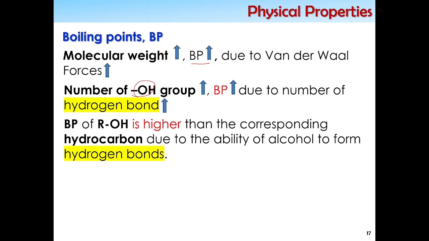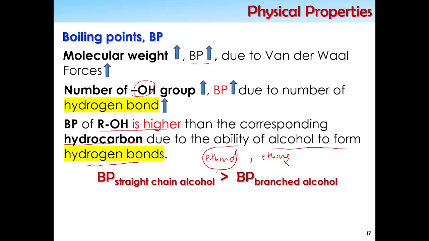Okay, the boiling point of alcohol is higher than the corresponding hydrocarbon. It means that if you have ethanol, for example, and you want to compare it with ethane, which one has the higher boiling point? Of course ethanol, because ethanol, or the alcohol, has the ability to form hydrogen bonds, whereas ethane cannot form hydrogen bonds.